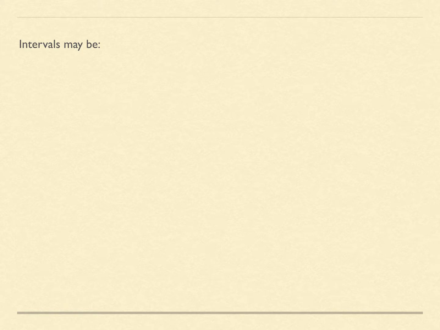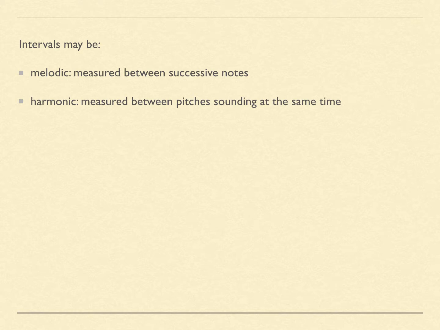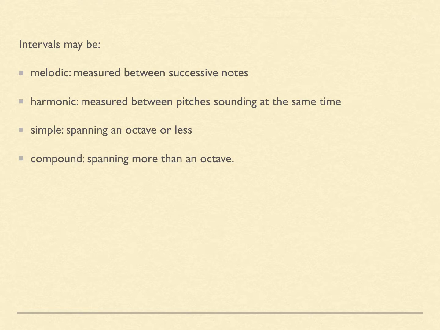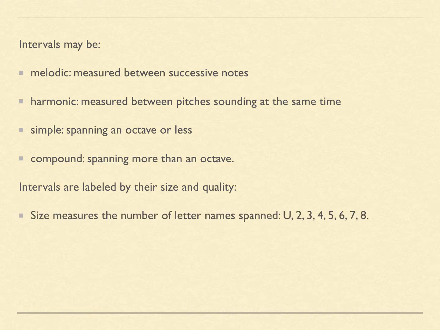So to sum up really quickly, intervals can be melodic, which means they're measured successively, one after the other. Harmonic is when they sound together at the same time. If they're less than an octave, they're said to be simple. And if they are more than an octave, they're said to be compound. We label them by their size and quality. And the size is a measure of letter names. How many letter names do you go up or down? So that could be unison all the way up through an octave.